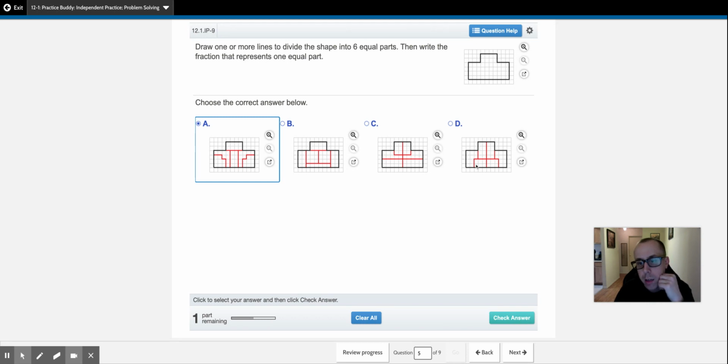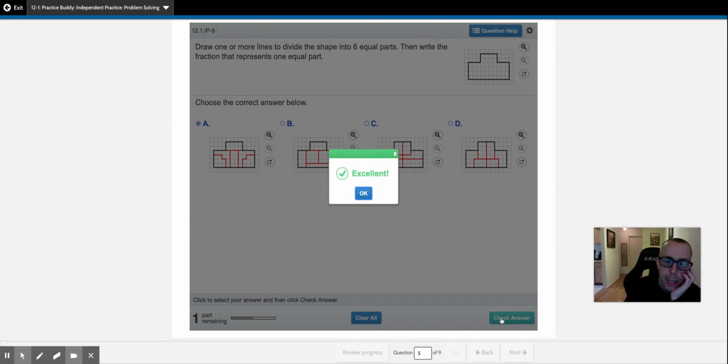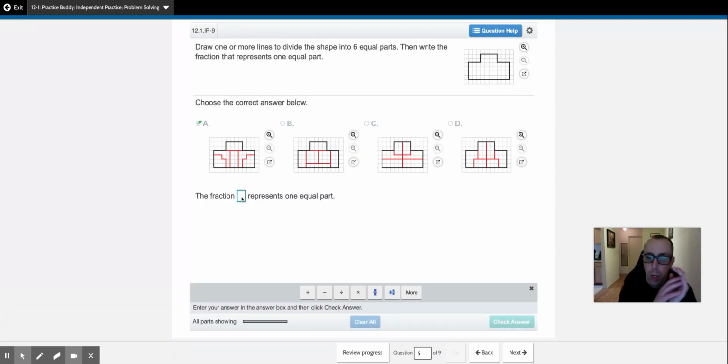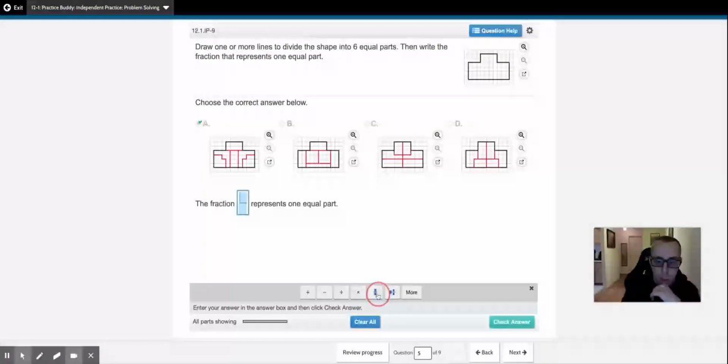And then I got 6 here, but then I got 10 here. Okay, so you want to be careful, but here is our answer. Check answer. Excellent. Now, there were 8 squares in each one, but that's not how I'm getting my unit fraction. Getting my unit fraction here, there's 6 equal parts, so one of those parts is 1/6.